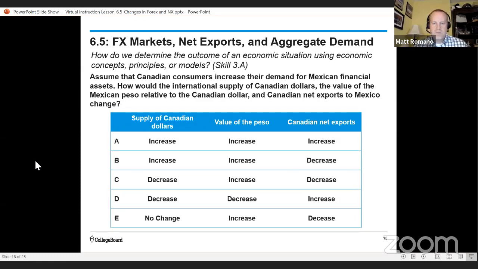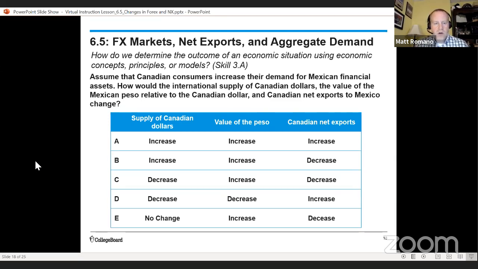Go one at a time and work your way through one at a time. Use the process of elimination here. So back up a little bit. Let's think. What's happening here? Canadian consumers are increasing demand for financial assets. So Canadian consumers want to have stocks, bonds, securities of some sort, government, who knows, and they want to purchase them from Mexico. To do so, they need pesos.